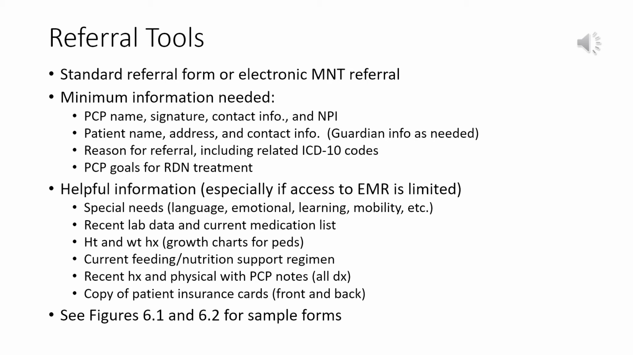The patient's name, address, and contact info, and that may include guardian information as well as needed. The reason for referral, and they may include the codes needed that they see that are associated. And we'll go over what ICD-10 codes are later. And then their goals for the RDN treatment. What do they want to see? What are the outcomes that they want to see?